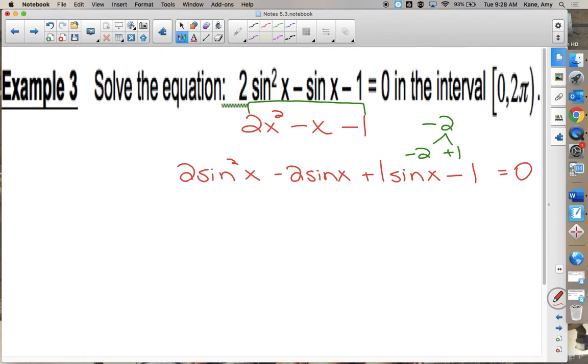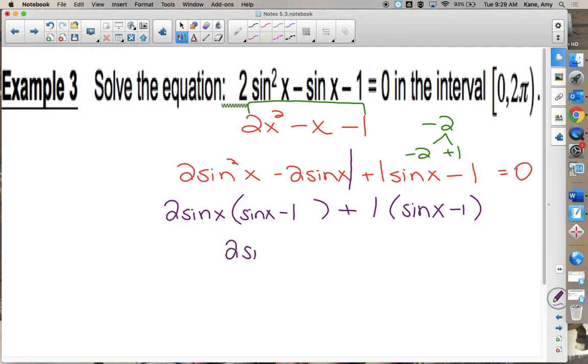So continuing the AC grouping, Brenton, what would we pull out of the first pair? And a sine. And what do you have left? Good. And then the second pair we just have a 1. Good. So AC grouping, pull the two pairs together. So 2 sine x plus 1. And then sine x minus 1.